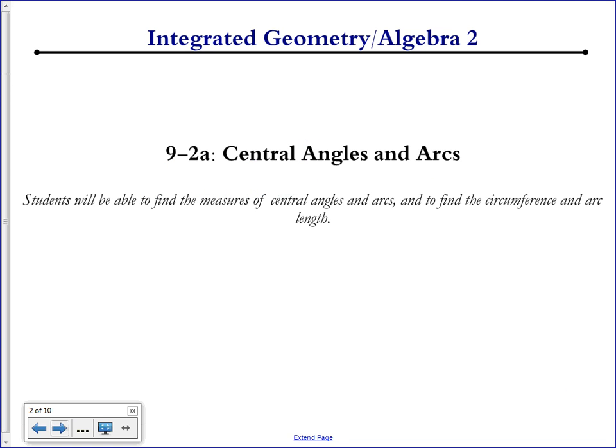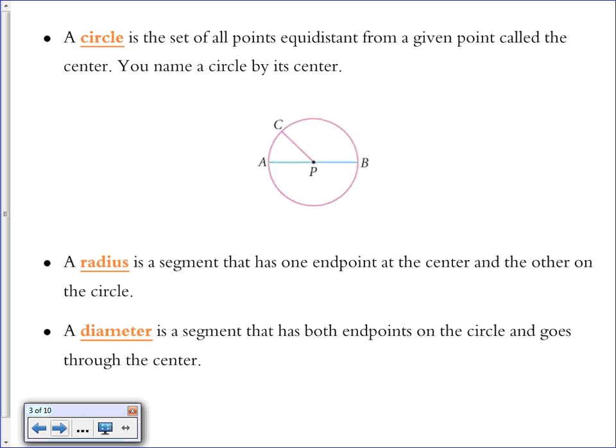So this video is about central angles and arcs, and we're talking about inside of a circle in this lesson. So let's start by defining a circle. A circle is the set of all points equidistant from a given point, which is called the center of the circle. And you name a circle by its center. So the circle in this picture would be called circle P.